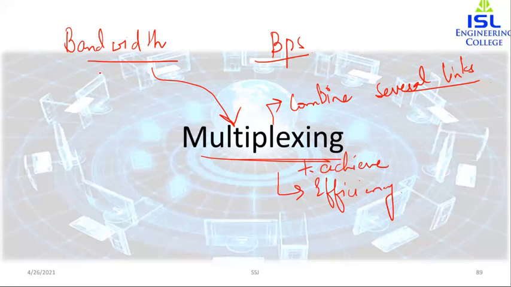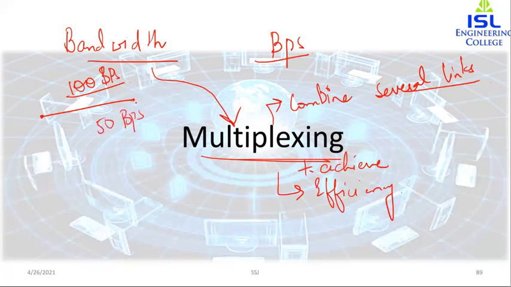Suppose we have a transmission link, and for that transmission link, the bandwidth is, suppose, 100 bits per second. Now, if the bandwidth is 100 bits per second and the devices need only 50 bits per second, then that link can be shared. So multiplexing is the set of techniques that allows the simultaneous transmission of multiple signals across a single data link.